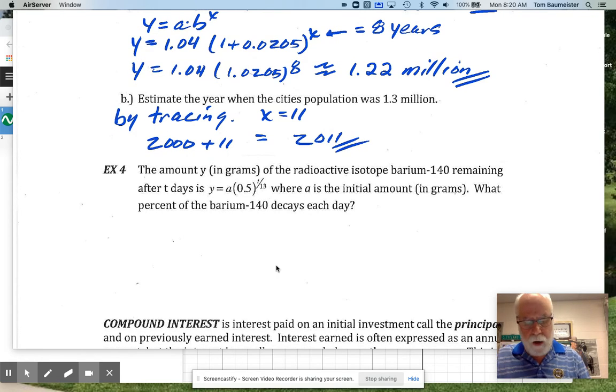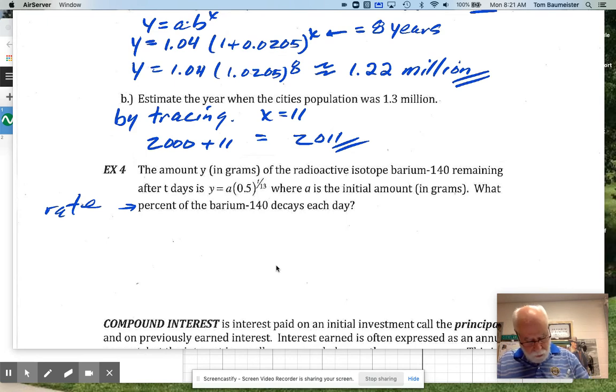So example 4, the amount Y in grams of a radioactive isotope barium-140 remaining after T days is Y equal to A times 0.5 raised to the T divided by 13. That is T divided by 13, people, where A is the initial amount in grams. What percent of the barium decays each day? So on this one here, remember, percent is the same as your rate. So that's what we're going to have to find out.